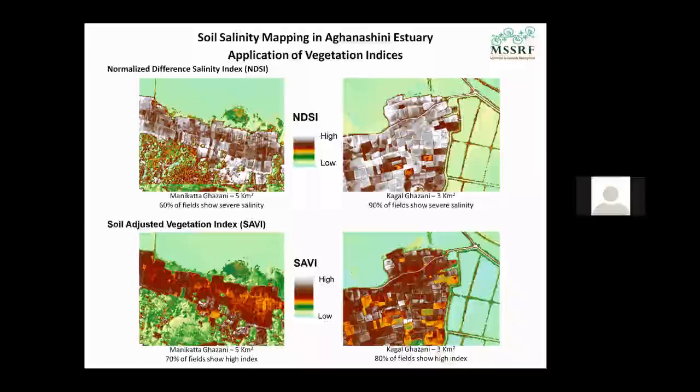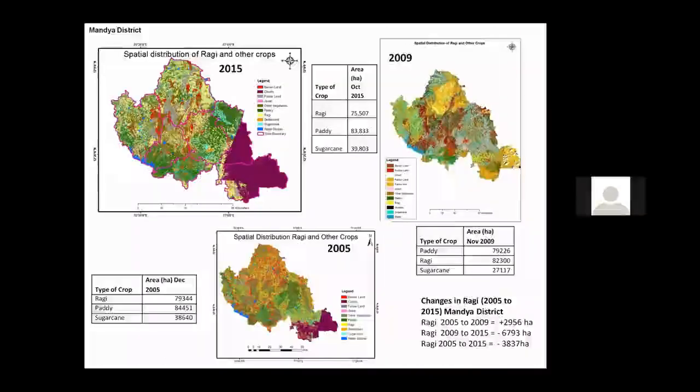This, what we're seeing, is Mandya district of Karnataka. So for one of the projects, we worked on the spatial distribution of ragi. Ragi is a major crop, and the Karnataka people consume more ragi.